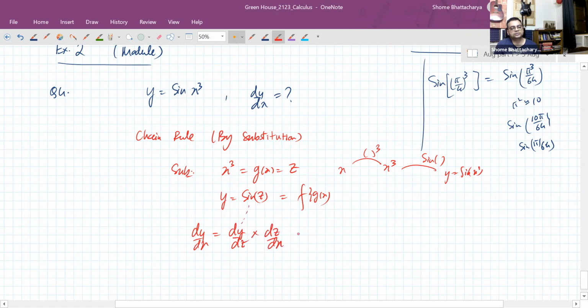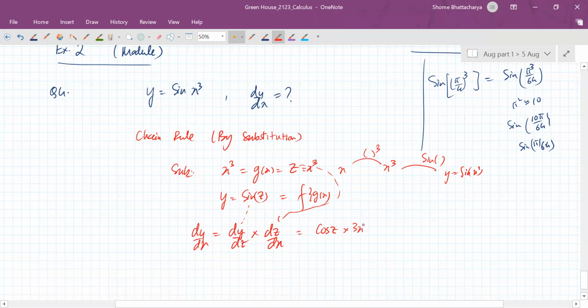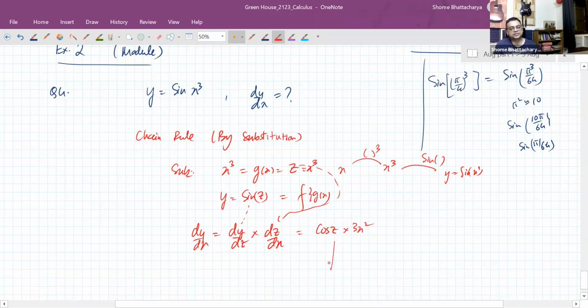Now substitute this here, so dy by dz will become what? Cos z, and substitute this z equal to x cube here. So this will become what? Differentiation of x cube, 3x square. 3x square, and then resubstitute. So dy by dx is becoming what? 3x square into cos of x cube. Okay, this should be the answer.